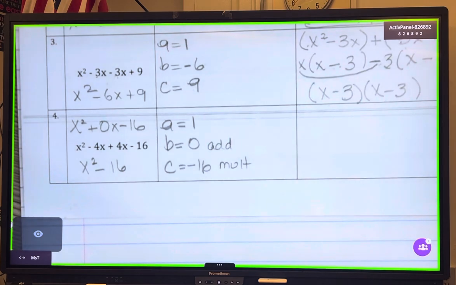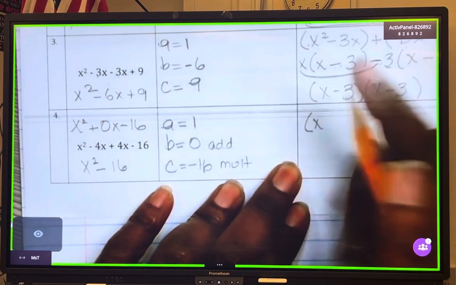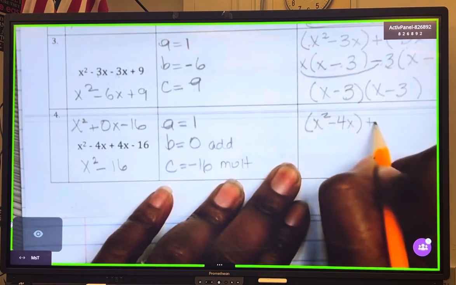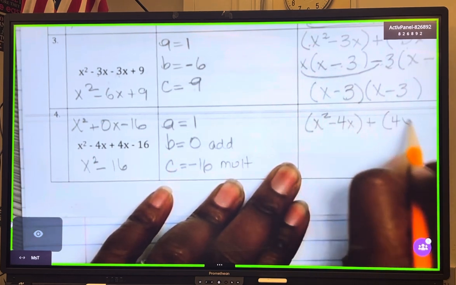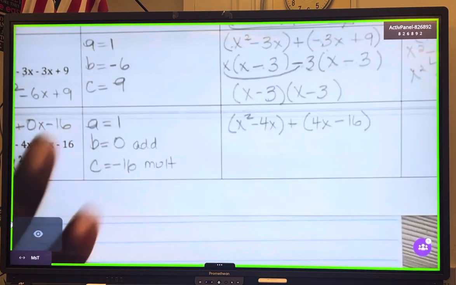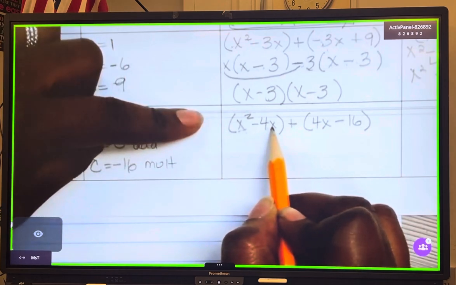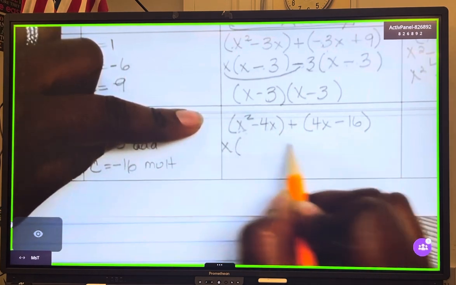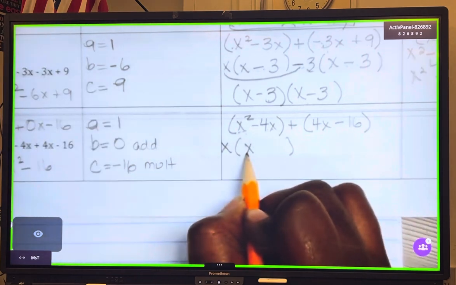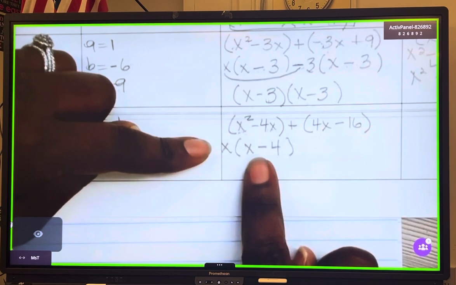Watch this. Let's keep going. What do we have here? X squared minus 4x plus 4x minus 16. Y'all with me? Yes. Greatest common factor here. X. Pull out an X. What do I have left? X. Come on. We should know more by now. X what? Minus 4. I hear the same three people. What is this? X minus 4 going to be left, right?